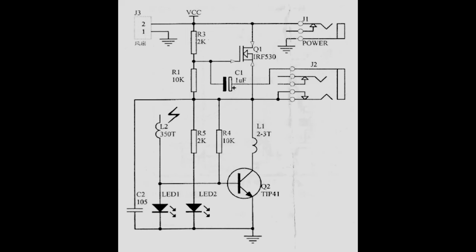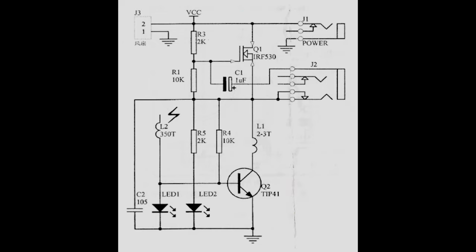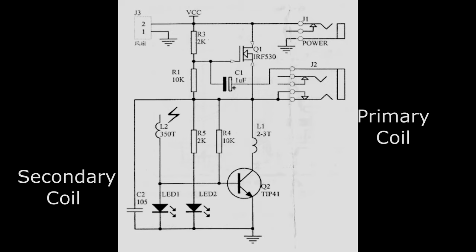It is divided into two parts. The lower part is a Tesla generator. The upper part has the roller varying the current in the primary coil of the Tesla transformer. In the circuit, the primary coil is labeled L1 and the secondary coil L2.